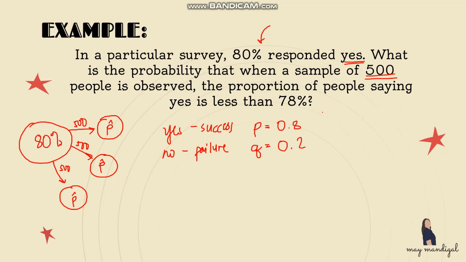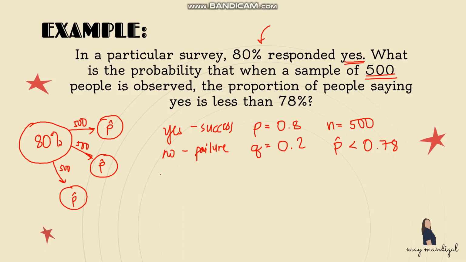So that is now our Q. Then, next thing that we have to do is, let's write down N, or the sample. So we have 500. And then, we want to identify the probability that the proportion of people saying yes is less than 78%. So, P hat is less than 0.78. There. So, this is what we want to identify.